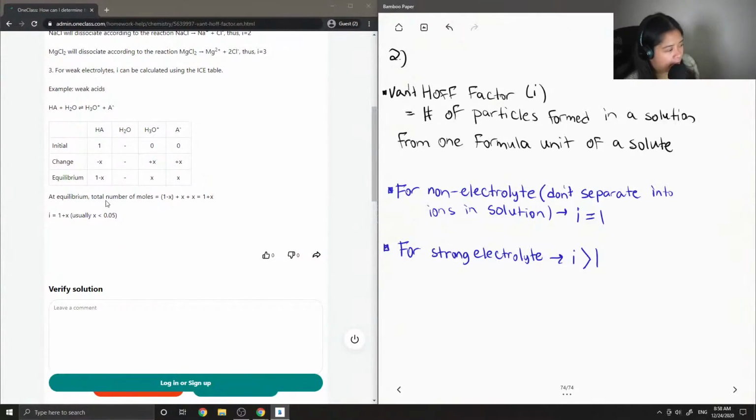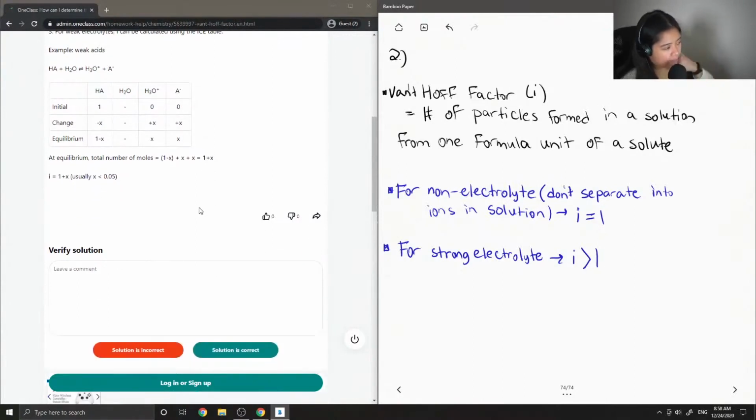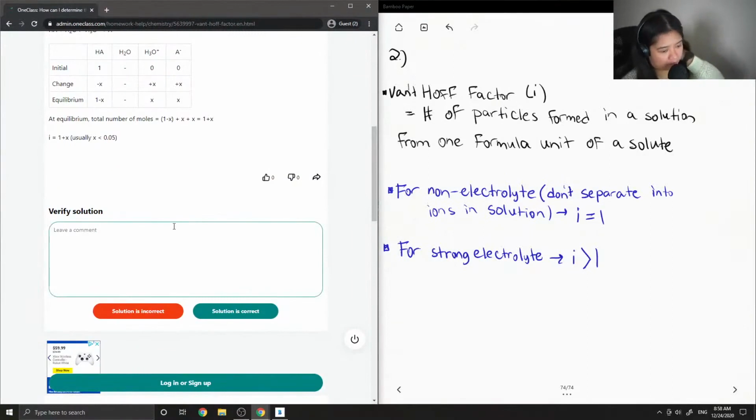So at equilibrium, the total number of moles is equal to 1 minus x, in brackets, plus x, which is equal to 1 plus x. Yep, so those are all the ways of finding the Van't Hoff factor. So the solution is correct.